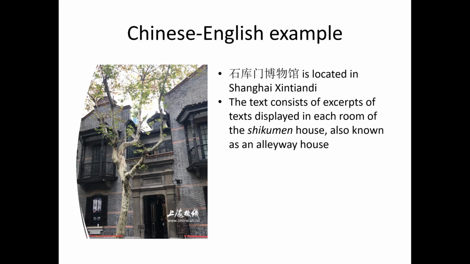So this is an example of a Chinese museum based in Shanghai, Xintiandi, and it's talking about the Shikumen building, which is a particular type of architecture that existed in a particular time in China. I do this text with my students at Newcastle, and we show each room in the Shikumen house, also known as an alleyway house, and we show how we can research to get all the words right, even if we're not able to go to Shanghai.